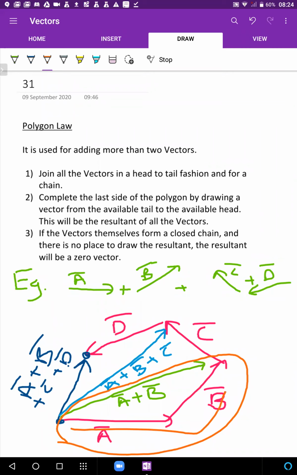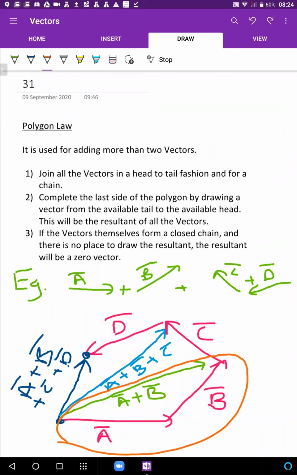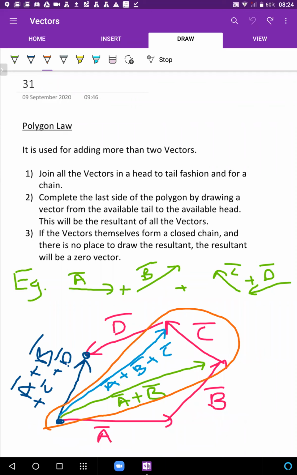A and B are taken in one order. This is in the reverse, opposite order. So A plus B is nothing but this vector plus this vector. The green vector is the addition of these two. Can you see it clearly? Okay. Now once you have found the green one, focus on this triangle. What do you see in this triangle? Which ones are joined head to tail? A plus B and C are joined head to tail.